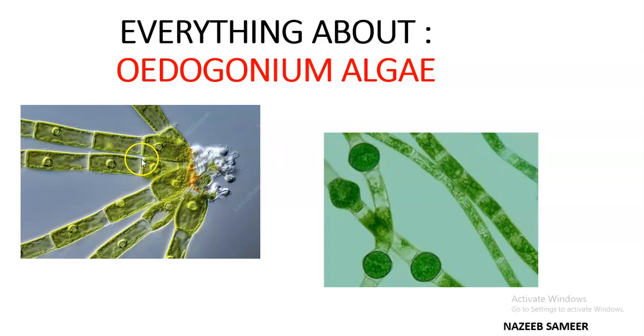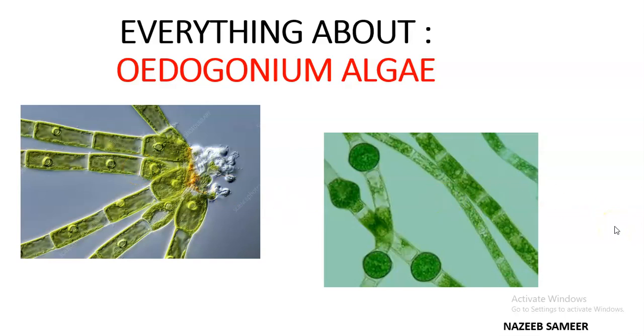You can see that it is a chain-like uniseriate arrangement. Uniseriate arrangement means what? End-to-end connection, in a single line you can see this. Within that there is protoplasm which is having chloroplast chains, etc. We are going to see this.